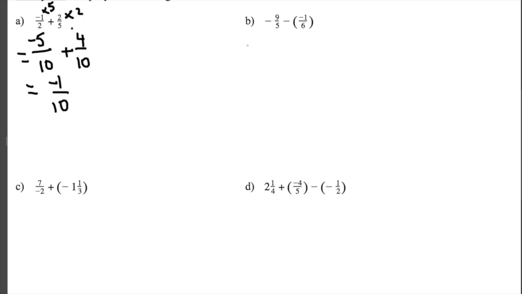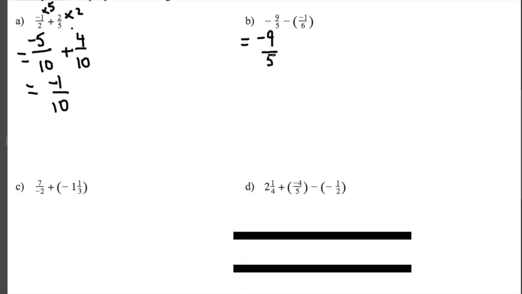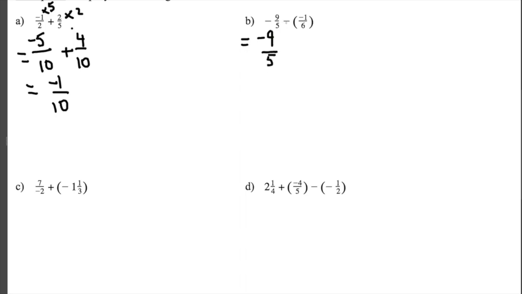From here, again, we're going to take a look at -9 over 5, subtract -1 over 6. So before we actually do our common denominator, we're going to deal with the negative sign first, because two negatives make a positive. So the negative sign over here, you can think of it as multiplying this by -1. So instead of a negative, it's actually going to become positive 1 over 6.